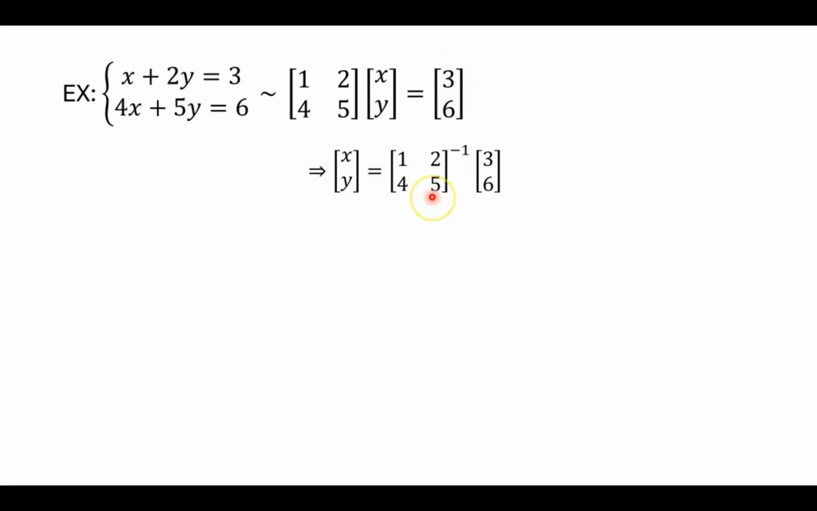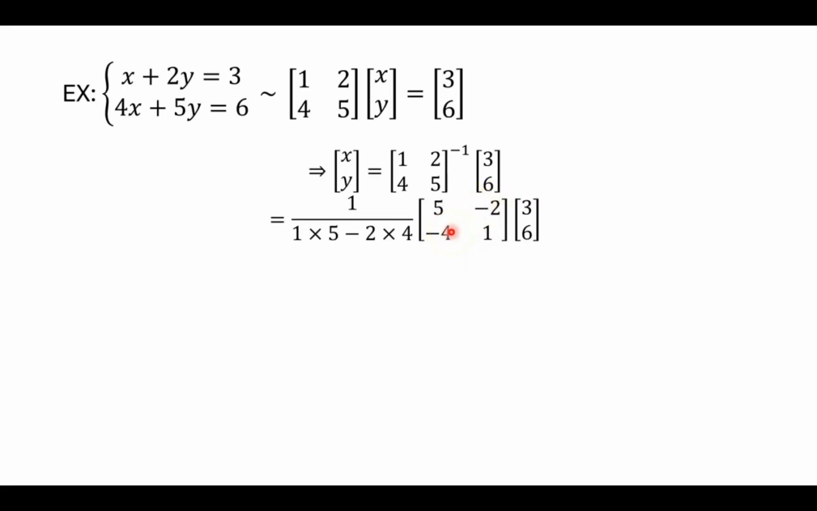coefficient matrix. So if you remember how to do inverse matrix, it's 1 over the determinant, AD minus BC. So it's 1 times 5 minus 2 times 4. And the other part is you switch this main diagonal around. 1, 5 becomes 5, 1. And you put a negative sign on each of the elements in the other diagonal.